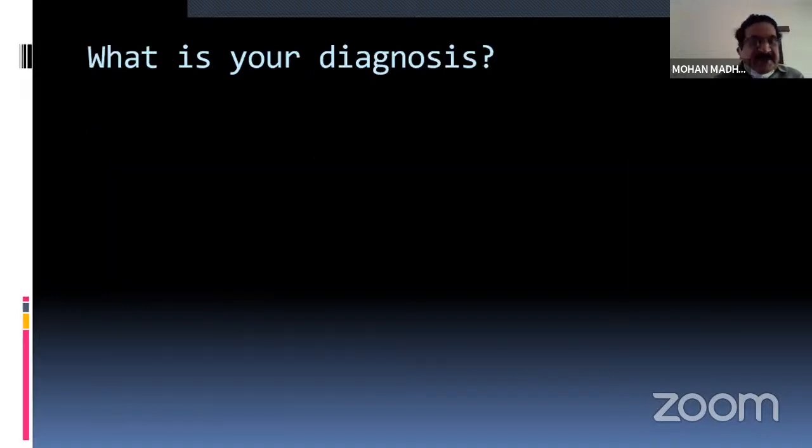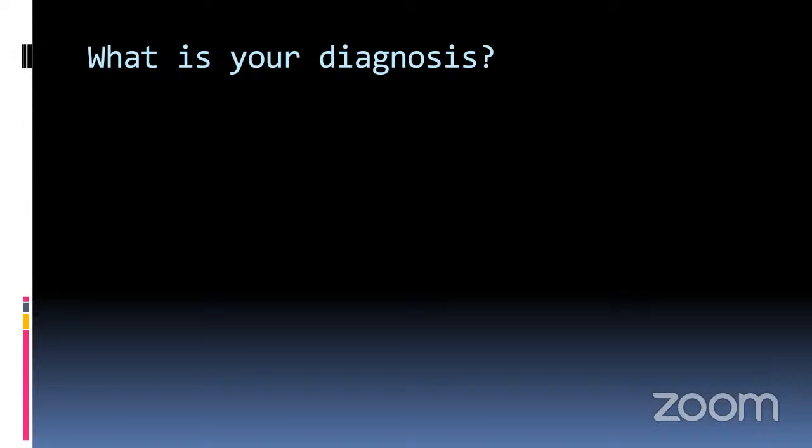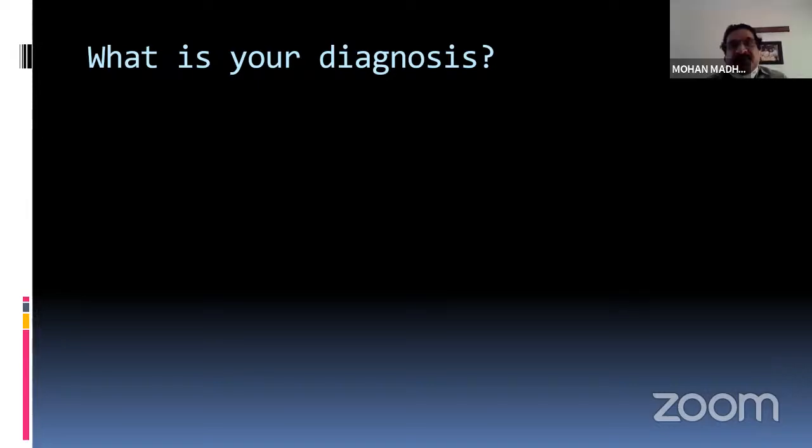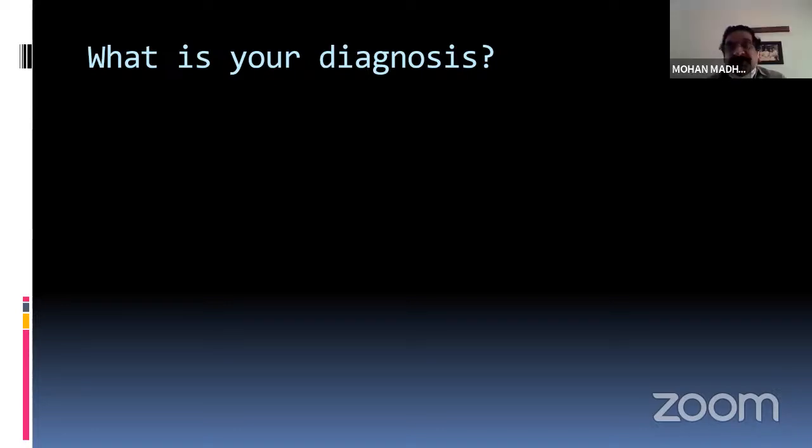So what is the diagnosis? Straightforward, please. Anyone? Conus cauda, sir. Why conus? Because there are bladder symptoms. Yes, bladder, correct. Conus cauda. Why not cauda equina itself?